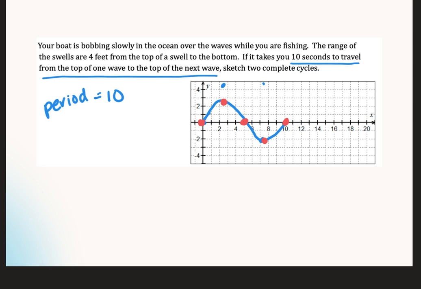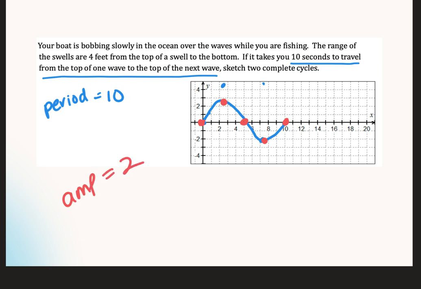You would need to be able to look at a multiple choice and say, that one matches this scenario. Eventually you will get here, and then you'd have to label those points and talk about the midline, but we're not there yet. So this one would have an amplitude of 2 and a period of 10.